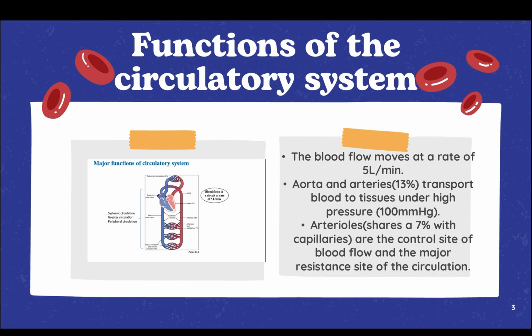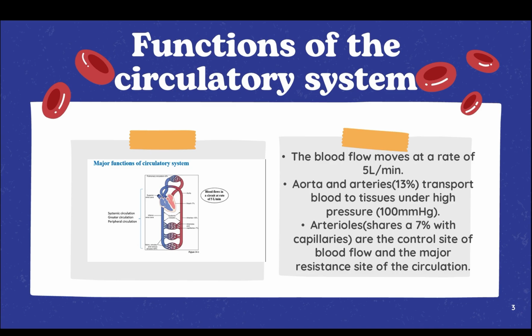All right. Now, to continue on the functions of the circulatory system, we have the blood flow. The blood flows at a rate of 5 liters per minute. Does that number ring a bell? That's exactly the cardiac output. So the blood flow moves at the same rate as the cardiac output. We have here the aorta and the arteries. They transport blood to tissue under high pressure. They're specialized to transport blood under high pressure, such as 100 millimeters of mercury.